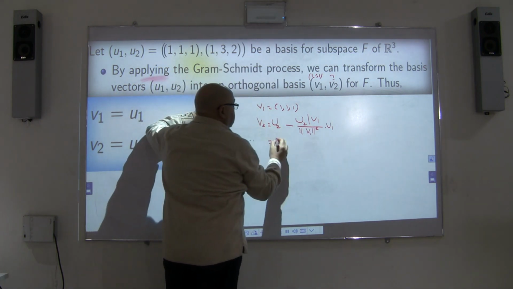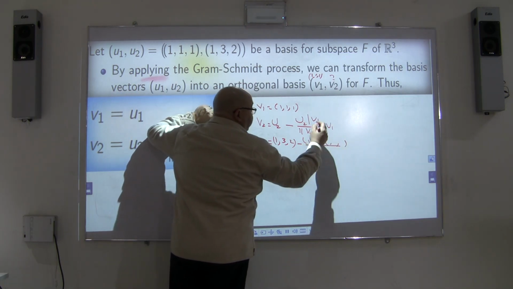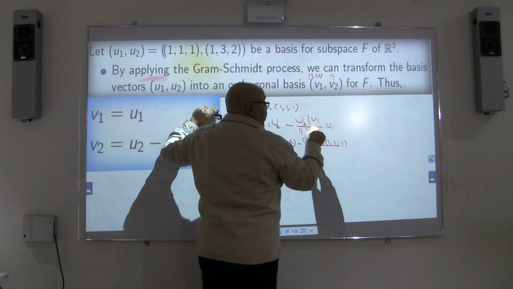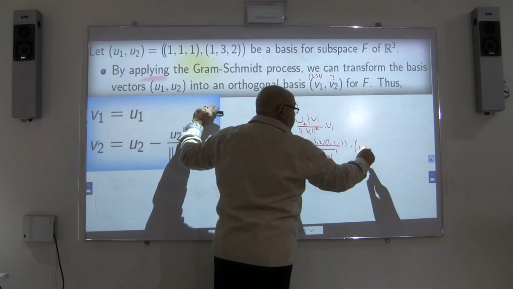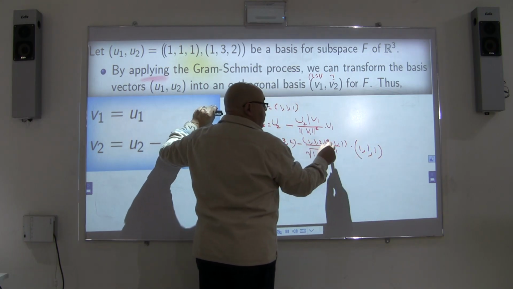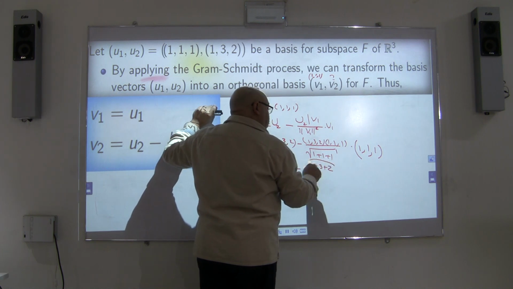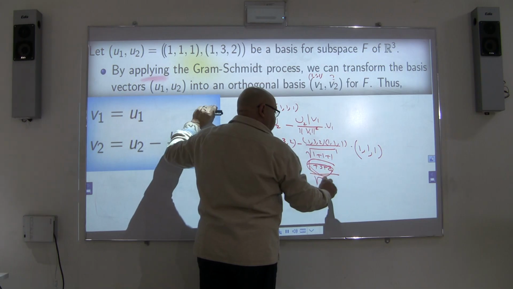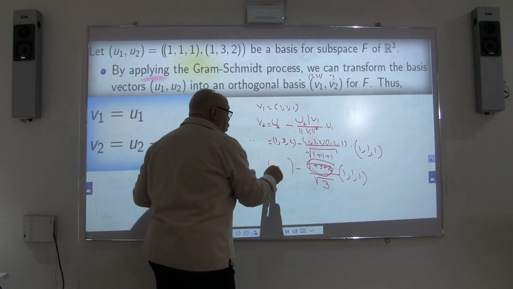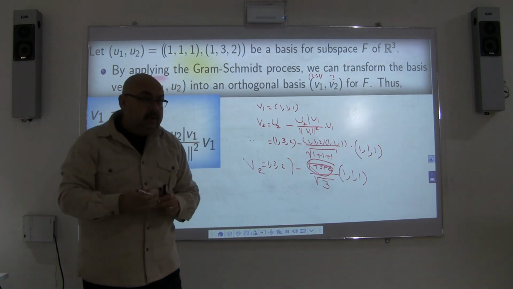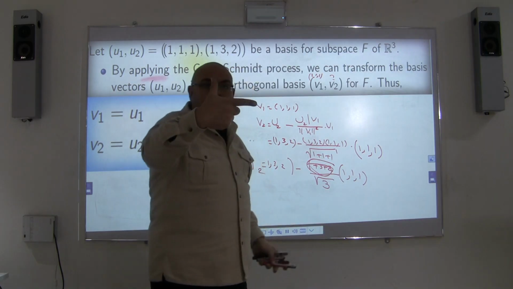U2 is (1, 3, 2) minus (1, 3, 2) times the vector V1, which is (1, 1, 1), over the magnitude of V1, which is the square root of 1 plus 1 plus 1. The result will be multiplied by (1, 1, 1). 1 times 1 is 1, plus 3, plus 2. The sum of all of them is 6, divided by root 3, times (1, 1, 1). Then I will subtract this value out of (1, 3, 2). This is going to be V2.